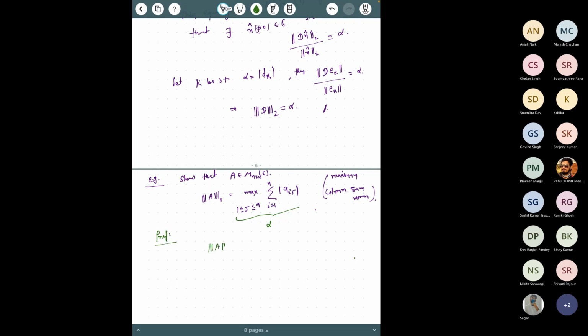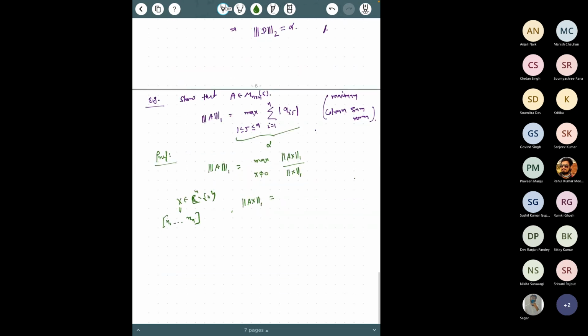So how to do this? Again, let me write what is the operator one norm. It is the maximum of this ratio over all non-zero x. Now, if I take any non-zero x in Cn, and let us denote the entries of x as x1 to xn, then what would be the one norm of Ax? It is just by definition. A is a matrix, so if I denote the entries of A by Aij, then it would be the summation over i equal to 1 to n of the modulus of the summation over j equal to 1 to n of Aij xj, because this is a matrix-vector product.